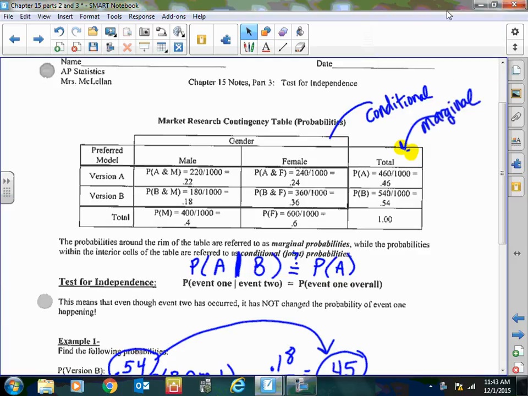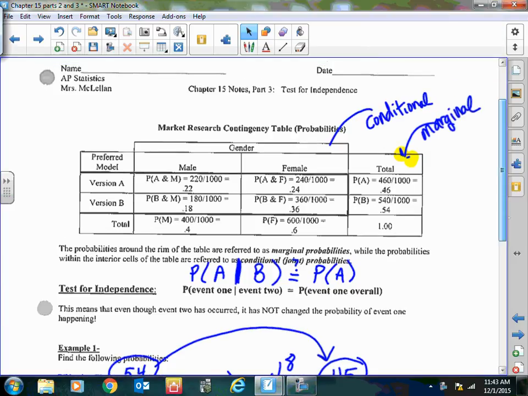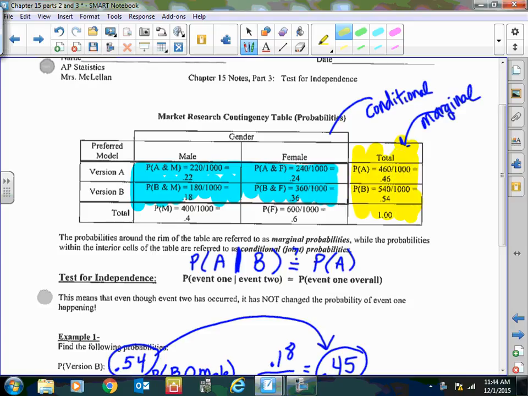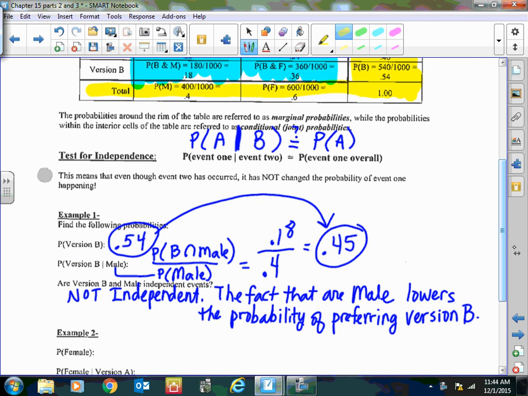Okay, real quickly on our test for independence, let's review. Conditional probabilities are this section right here in the middle that has two things happening, and our marginal probabilities are these totals that have one thing happening. We're going to test independence and see if one event occurring changes the probability of the other event. So is the fact that B is occurring changing the probability of A happening? I've shown that here.